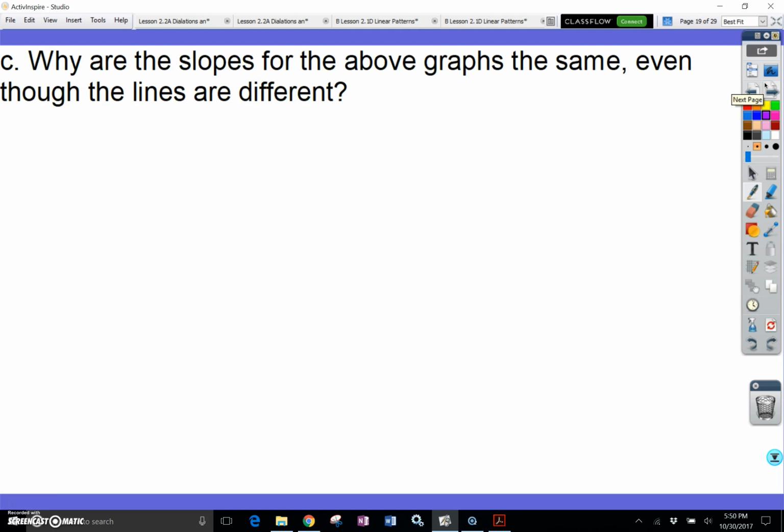Why are the slopes from the above graphs the same even though the lines are different? So basically the lines were just moved over to the right a little bit. So the reason why they're the same is that the lines have the same slope, but the lines had a different y-intercept.